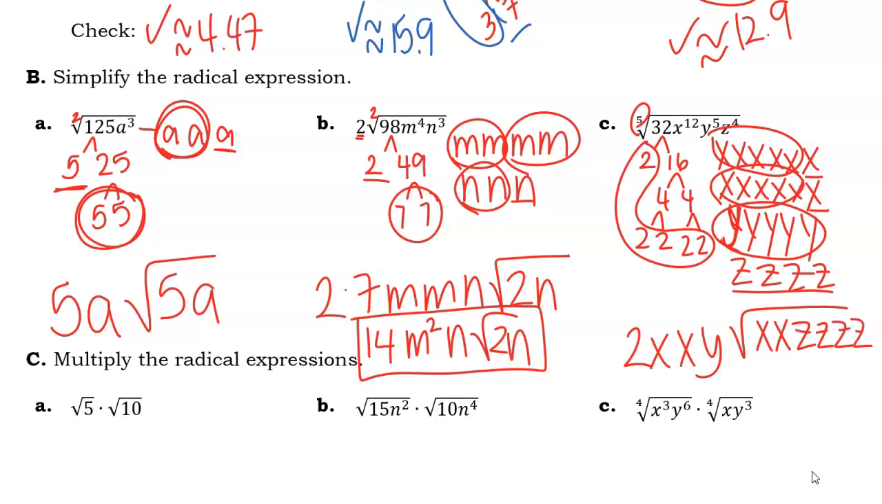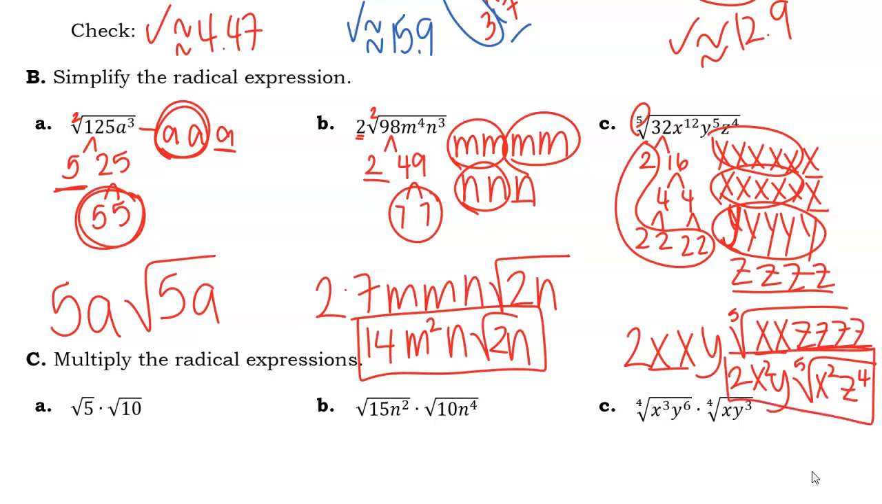Then we're going to put everything back together. 2 stays 2. xx turns into x squared. y stays y. Inside my 5th root, I have 2 x's, which becomes x squared, and the product of 4 z's, which goes back to z^4. Hopefully that was very exciting.